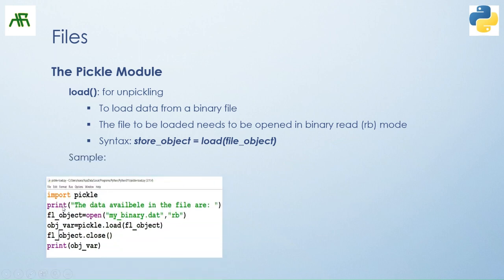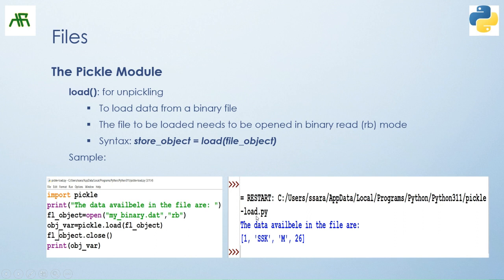So here is an example. Open the binary file mybinary.dat and load the data from that particular binary file into a Python object, obj_var, and close the binary file. Now just print what is read from the binary file, mybinary.dat, onto the display. And this is what we see.